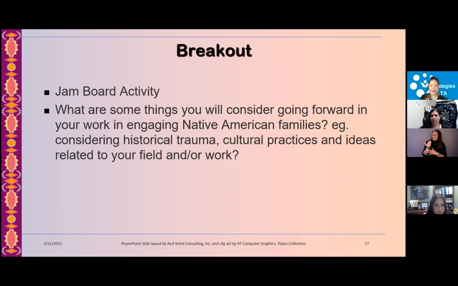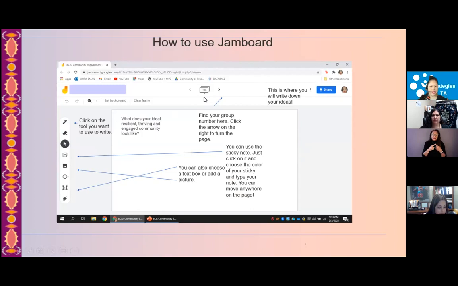Before we do that, we are going to use Jamboard. If you're not familiar with Jamboard, I just want to go over some of our features. If you could just pay attention to what number room you're going into, there are 6 pages. So if you're in room 1, you do your work on page 1.